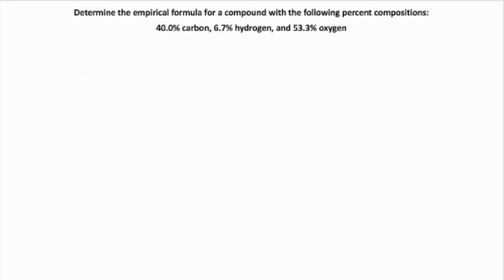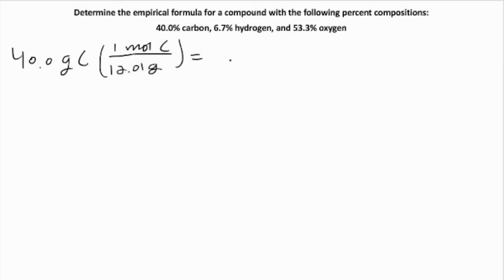So first we're asked to determine the empirical formula for a compound with the following percent compositions: 40% carbon, 6.7% hydrogen, and 53.3% oxygen. So the first thing we want to do is consider these percent masses as actual masses in grams. So we're going to take 40 grams of carbon, just like the 40% carbon, and divide it by its molar mass in order to get the moles of carbon. So we want to do this for each of these.